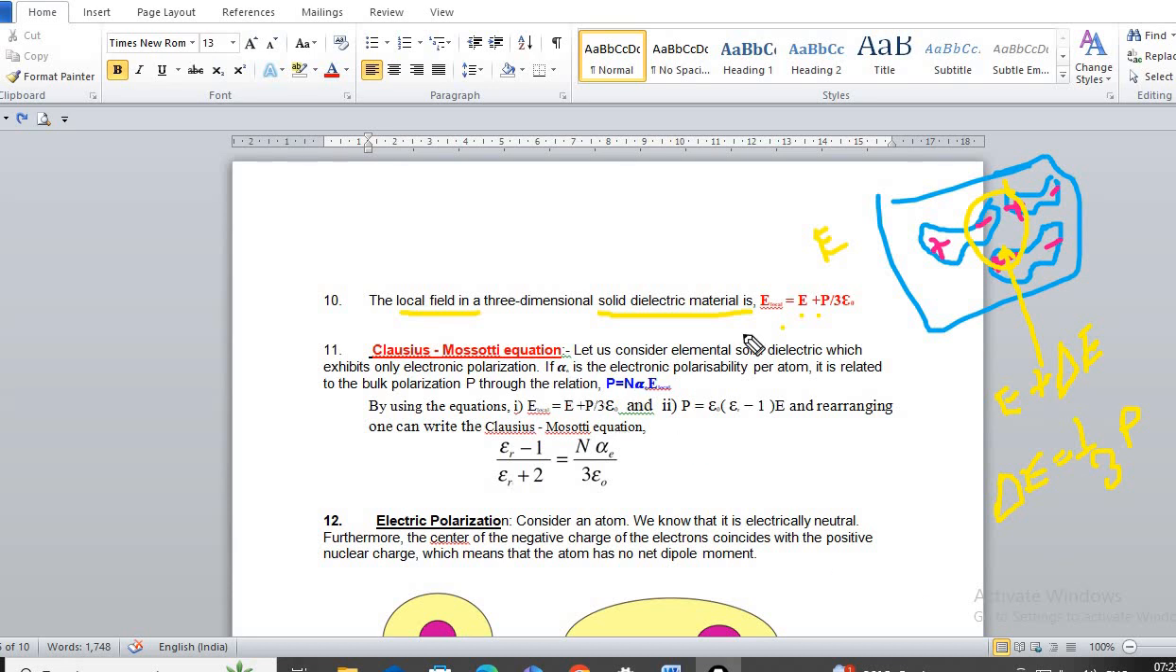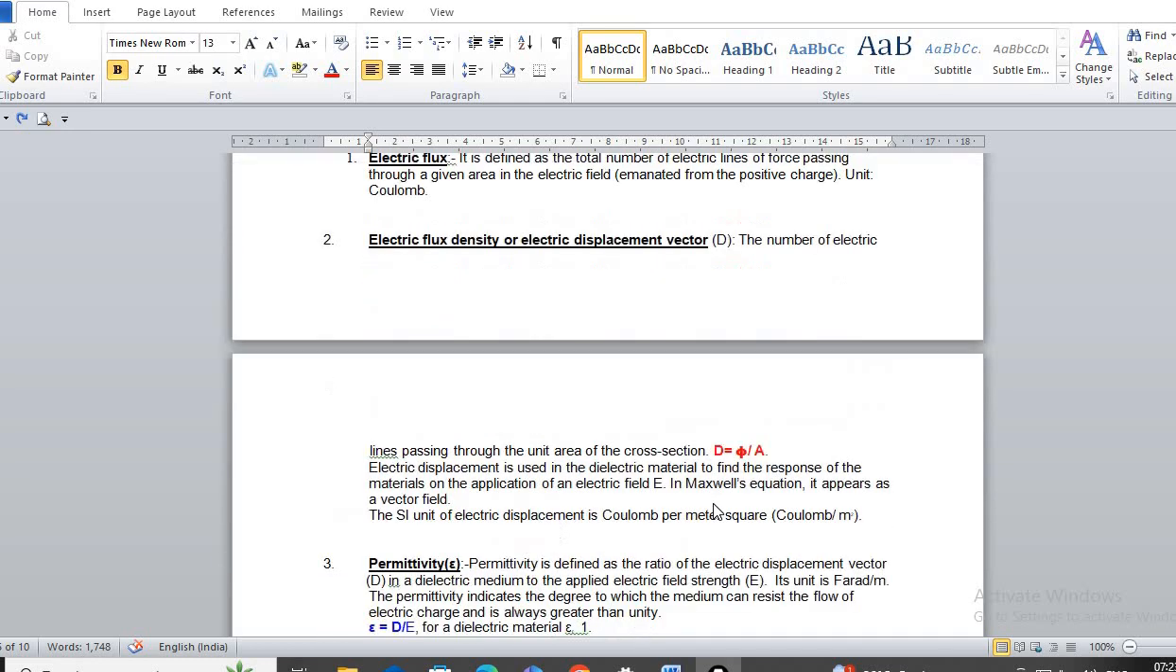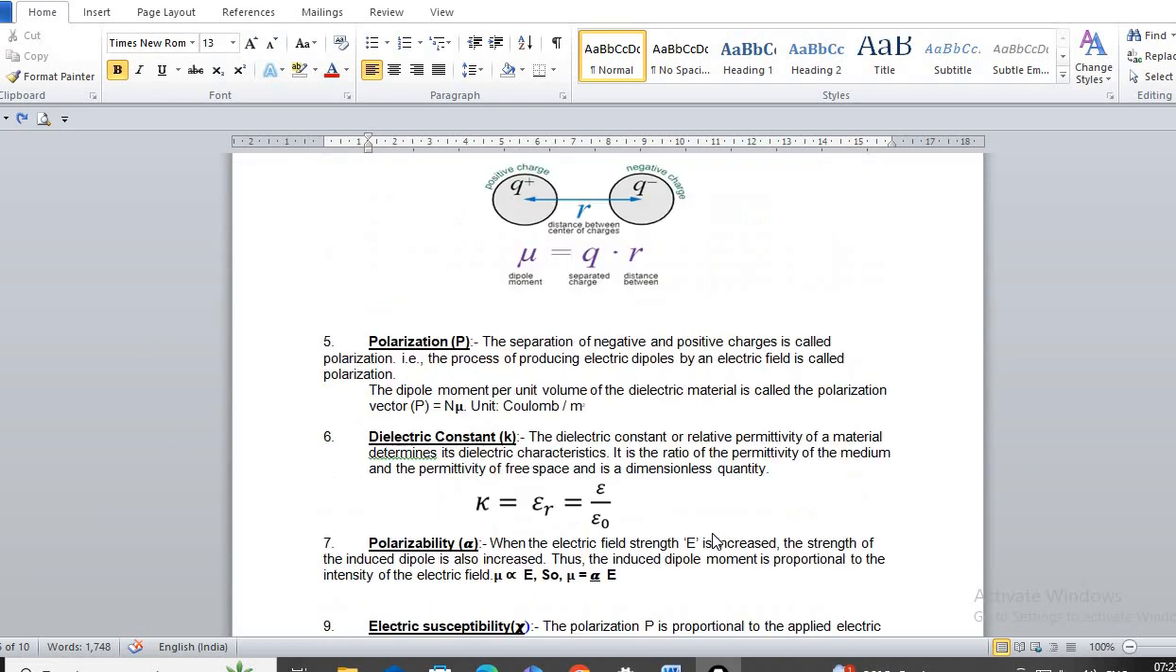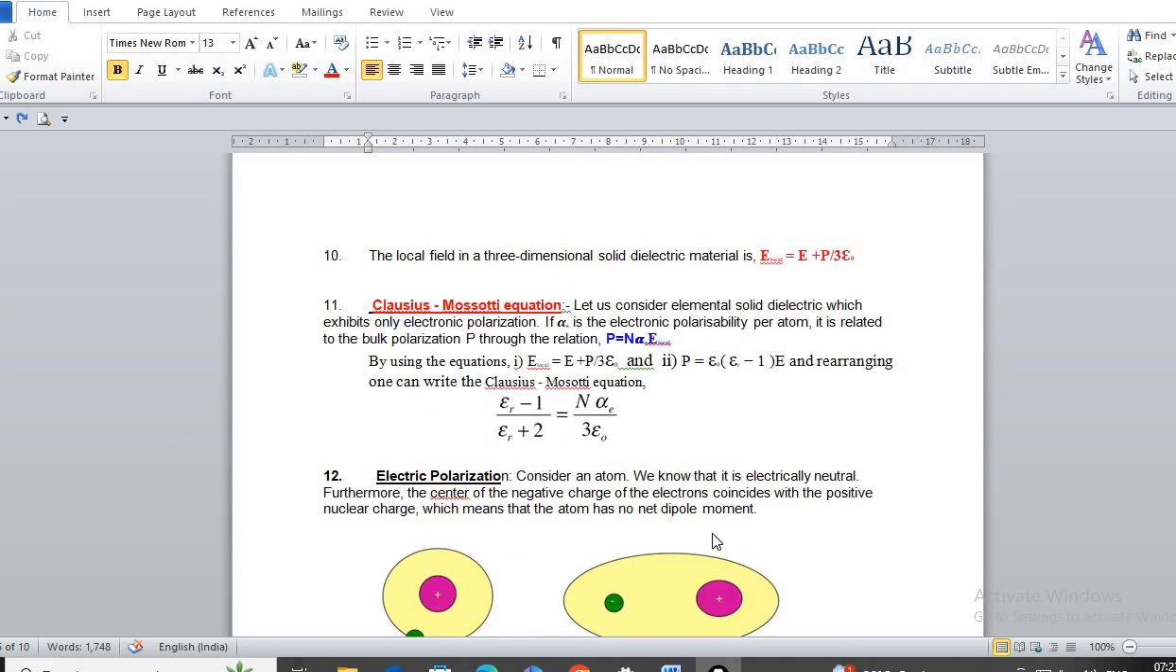So if you just rearrange those equations, you will get one of the famous equations, which is known as the Clausius-Mossotti equation. So this is mainly applicable for the solid materials. Just rearranging the terms and you can get this expression. Now these are the important definitions related to dielectric material. Now we'll come to the important point of types of dielectric material.